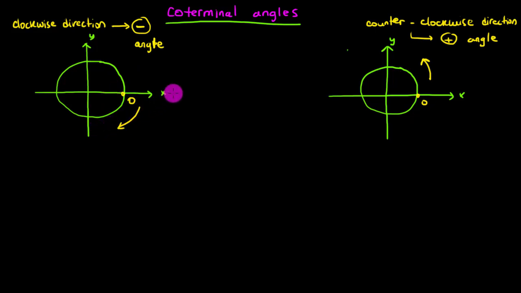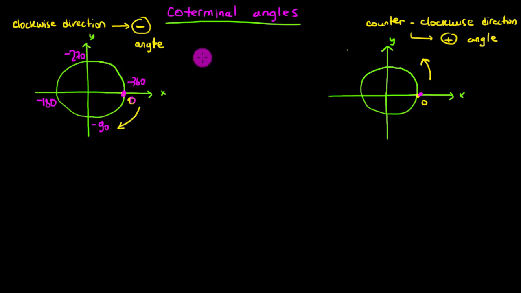Remember that you always start from this point. This will always be 0. You will start from this point. If you move in the clockwise direction, all the angles will be negative. So this one will be minus 90, this one will be minus 180, this one will be minus 270, and this one would be minus 360.